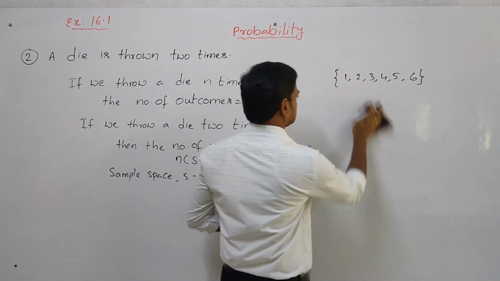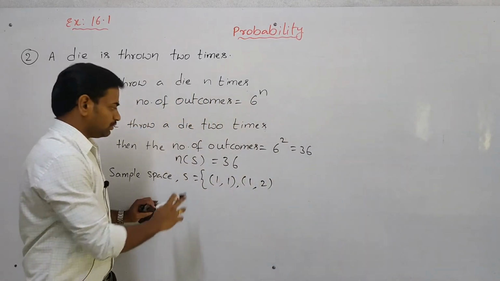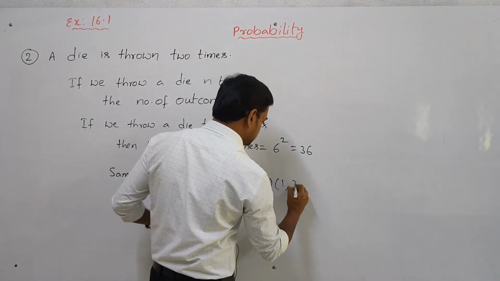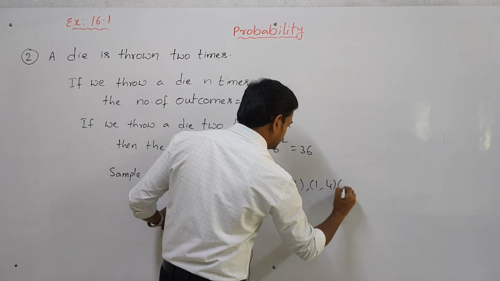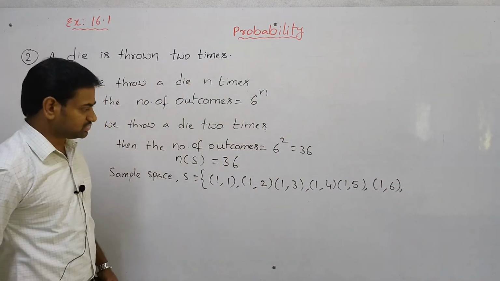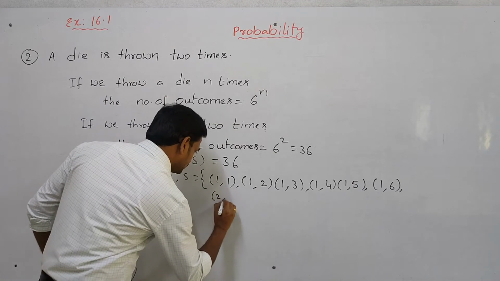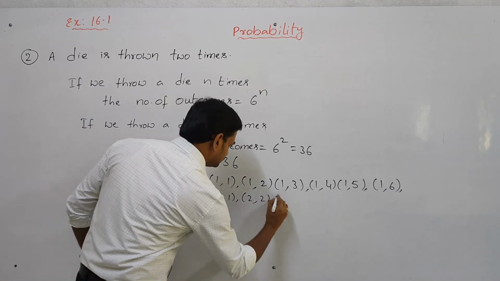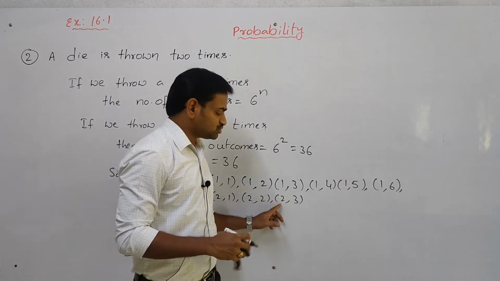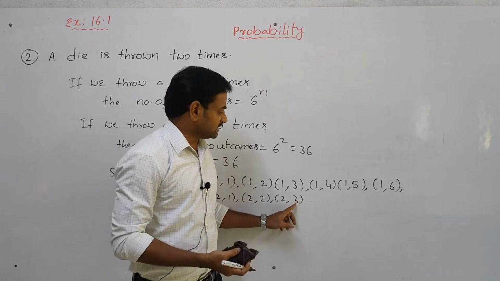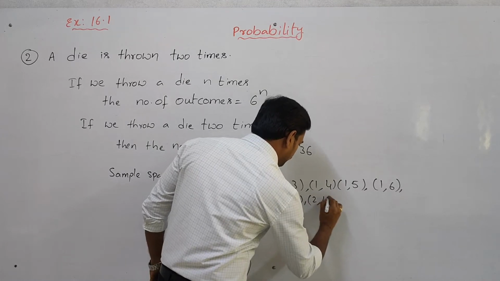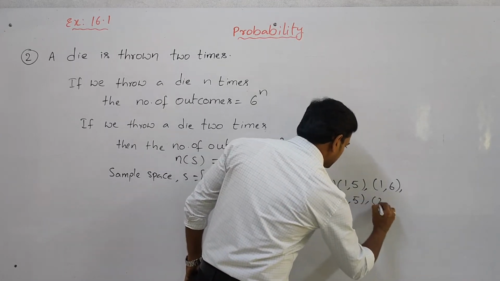So here you may get 1 comma 1, 1 comma 2. Write all the possibilities with 1: 1 comma 3, 1 comma 4, 1 comma 5, 1 comma 6. Next, in the same way with 2: 2 comma 1, 2 comma 2, 2 comma 3. What is the meaning of 2 comma 3? On the first throw, you got the number 2. On the second throw, you got the number 3. Next, 2 comma 4, 2 comma 5, 2 comma 6.